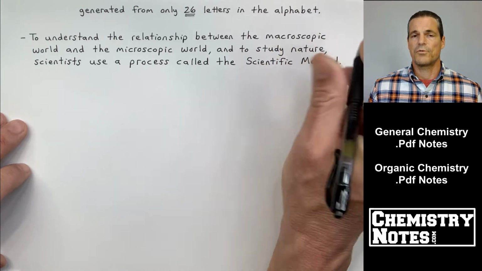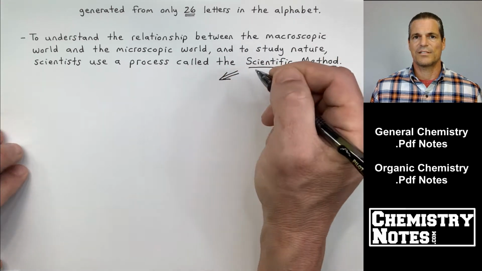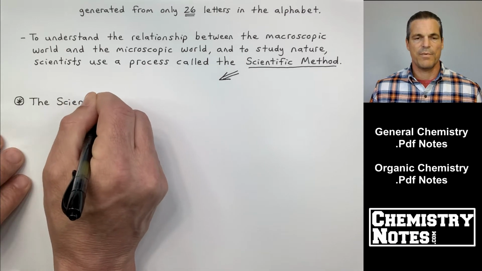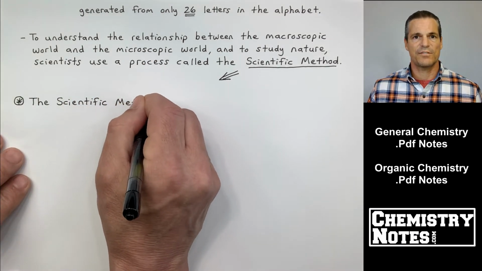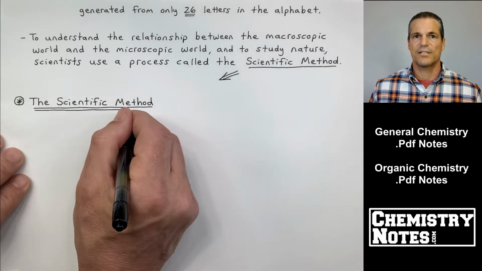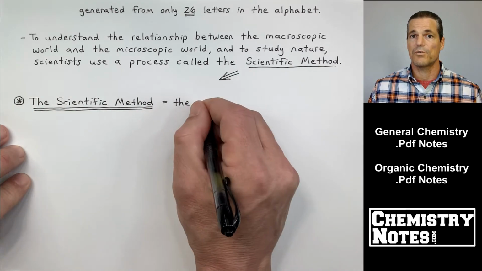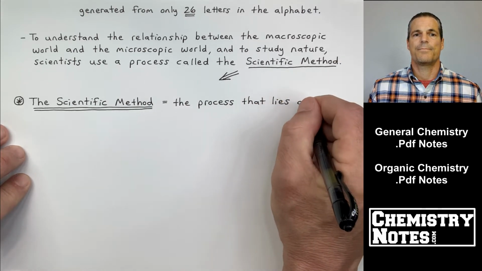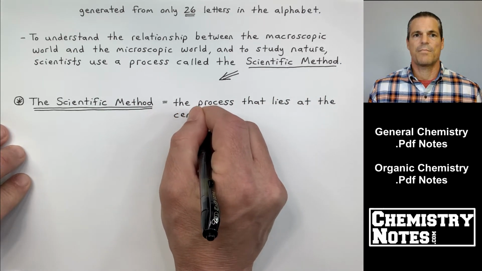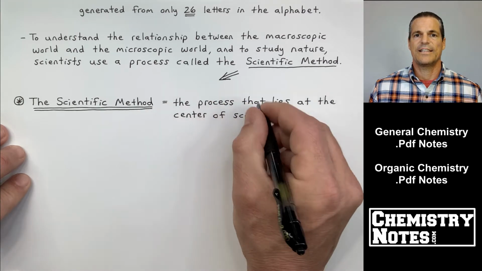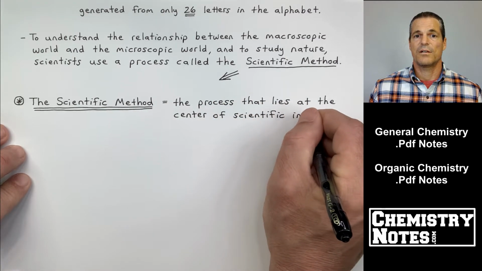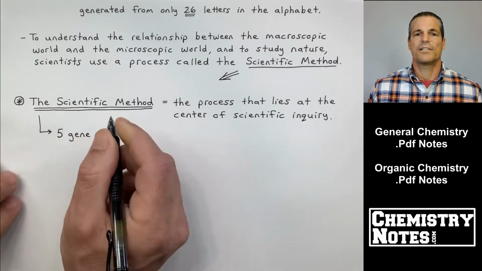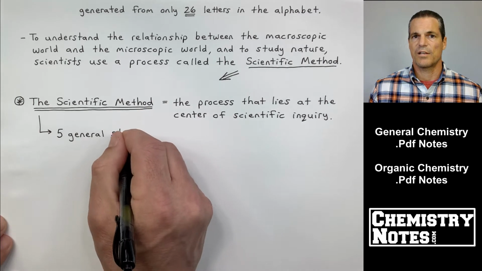All right, so we're going to go through the scientific method. This process is roughly the same no matter where you look at it or where you receive the information on it, but it's essentially a series of steps, a series of processes that a scientist or a chemist will go through when they're going through research, okay? So the scientific method. Definition of the scientific method is the process that lies at the center of scientific inquiry, okay?